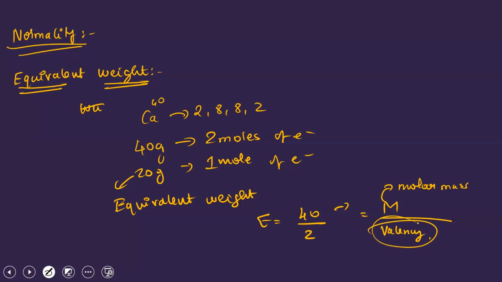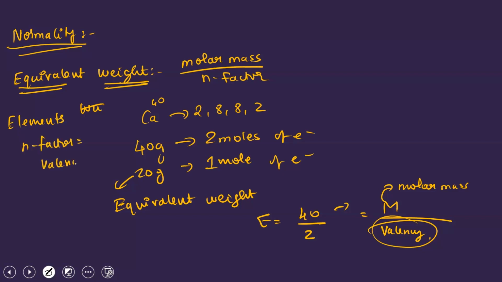So the general formula to calculate equivalent weight is molar mass by n factor. What is that? Molar mass by n factor. So for elements, n factor is valency. So for the elements, n factor will be what? Valency. Note this down first. Next, I will let you know what n factor applies to each of the others.